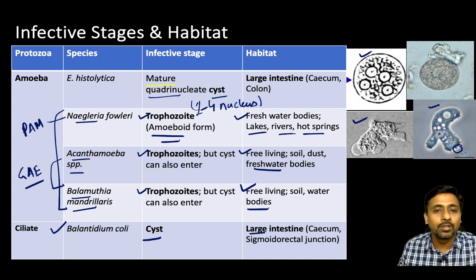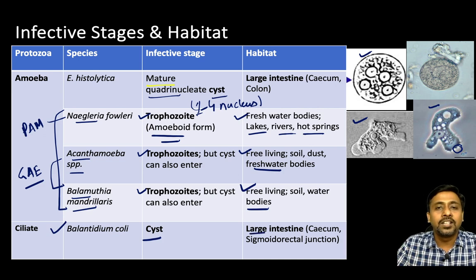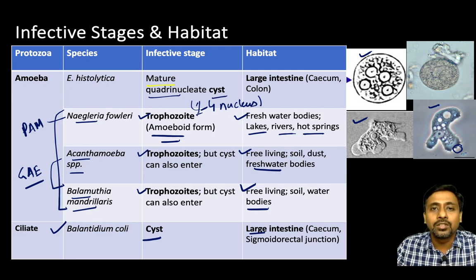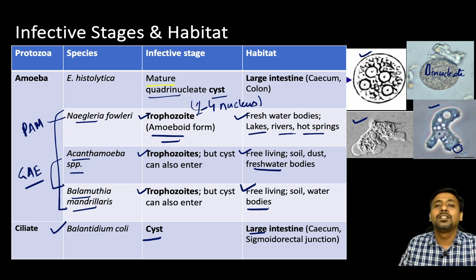So if you want to remember, just remember that for Balantidium coli, almost all the features are similar to Entamoeba histolytica except the morphological features of the cyst and trophozoite. In Entamoeba histolytica, the cysts are quadrinucleate. However, in Balantidium coli, the cysts are binucleate: one macronucleus and one micronucleus.